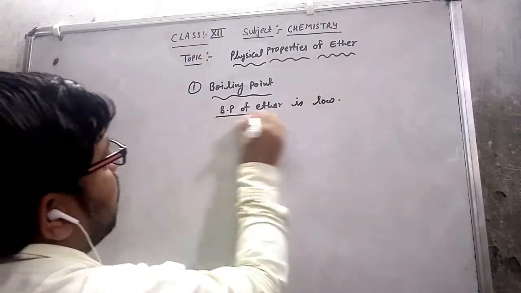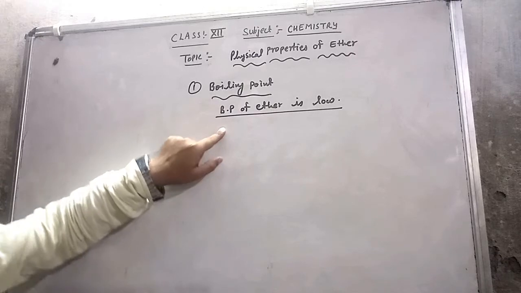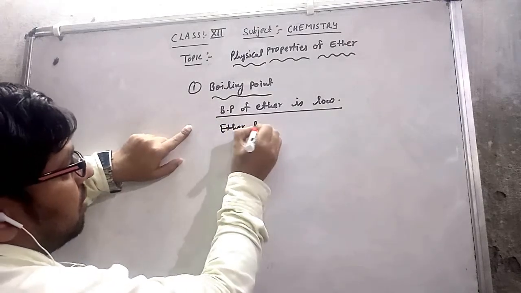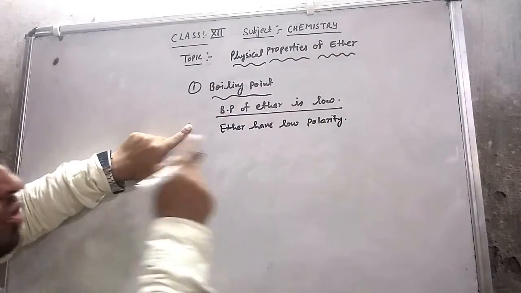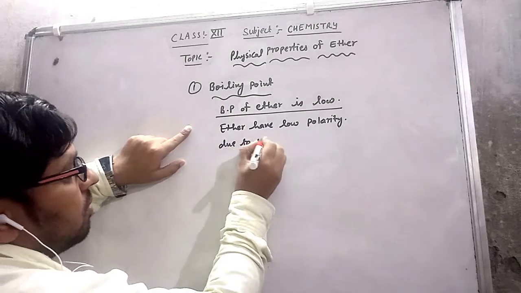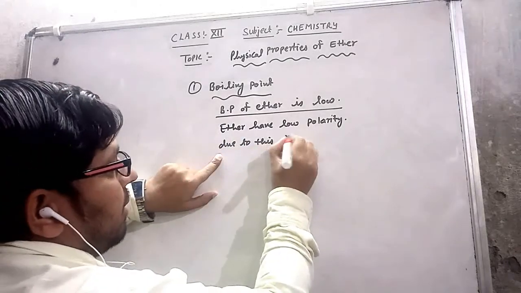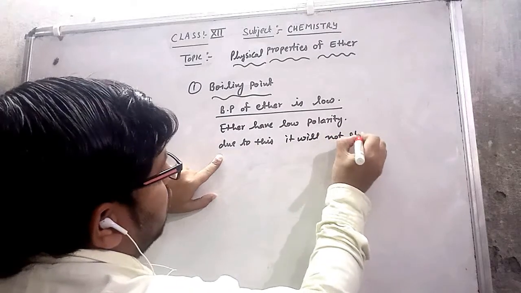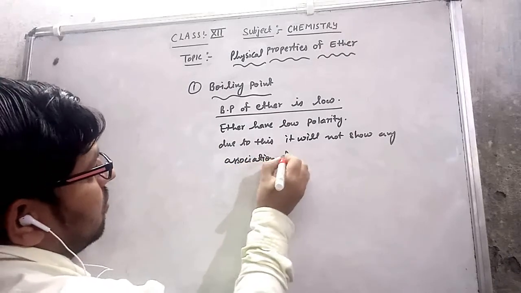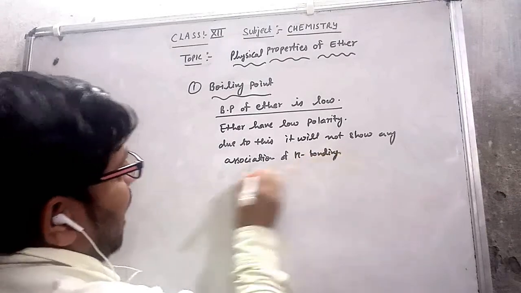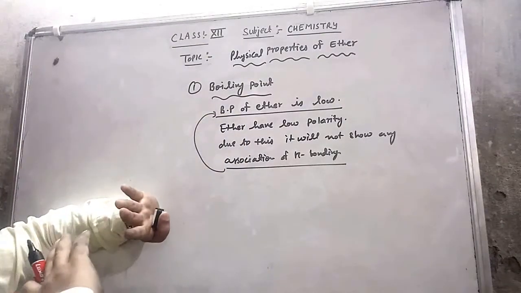is low. What is the reason that the boiling point of ether is low? Because ether has low polarity. Due to this low polarity, it will not show any association of hydrogen bonding. So due to the absence of this hydrogen bonding, we can say that the boiling point of ether is low. That is a very simple point.